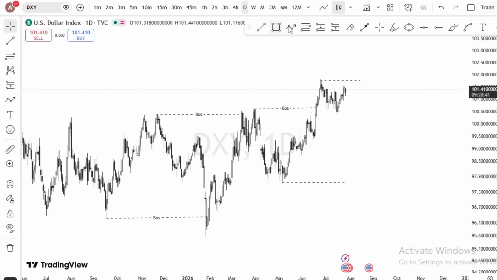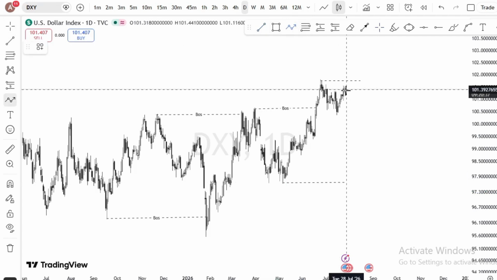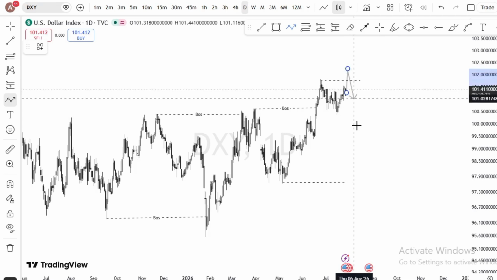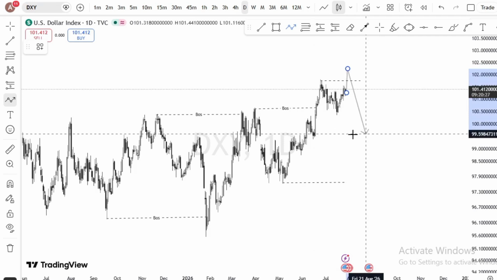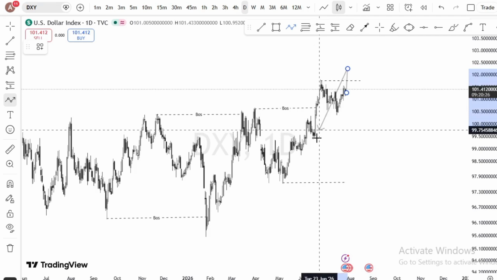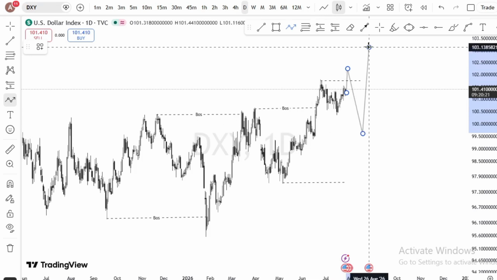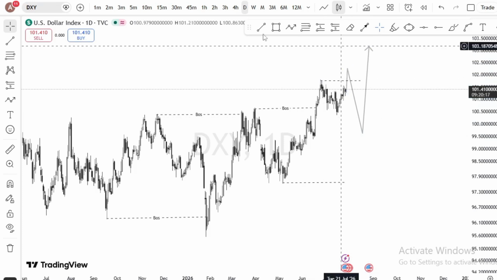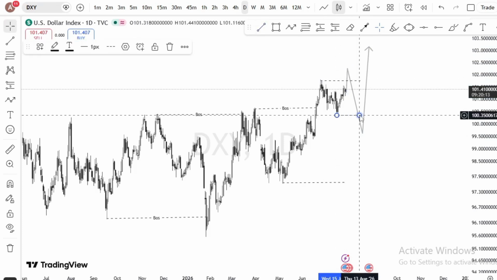So right now, if DXY should continue moving up like this, the way we are seeing it right now, maybe DXY is going to sweep this external high liquidity, then the market will reverse, come back to mitigate this unmitigated demand zone we have here, which is exactly in our discount zone, before we see a continuation to the upside. So if the market sweeps this external high liquidity, then price may take this low as internal liquidity.